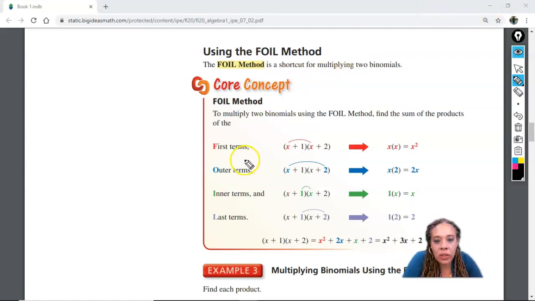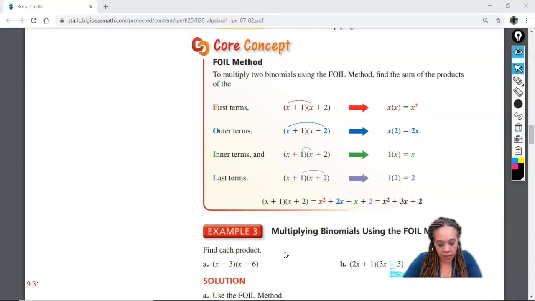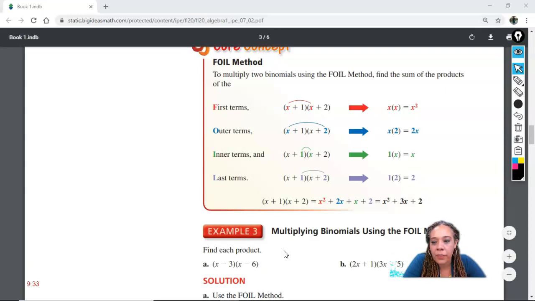I want to scroll down to the first question here. It says find each product. The reason it says product is because we're multiplying, and product is the answer when you are multiplying, okay? Just like quotient is the answer when you are dividing. Quick little background.